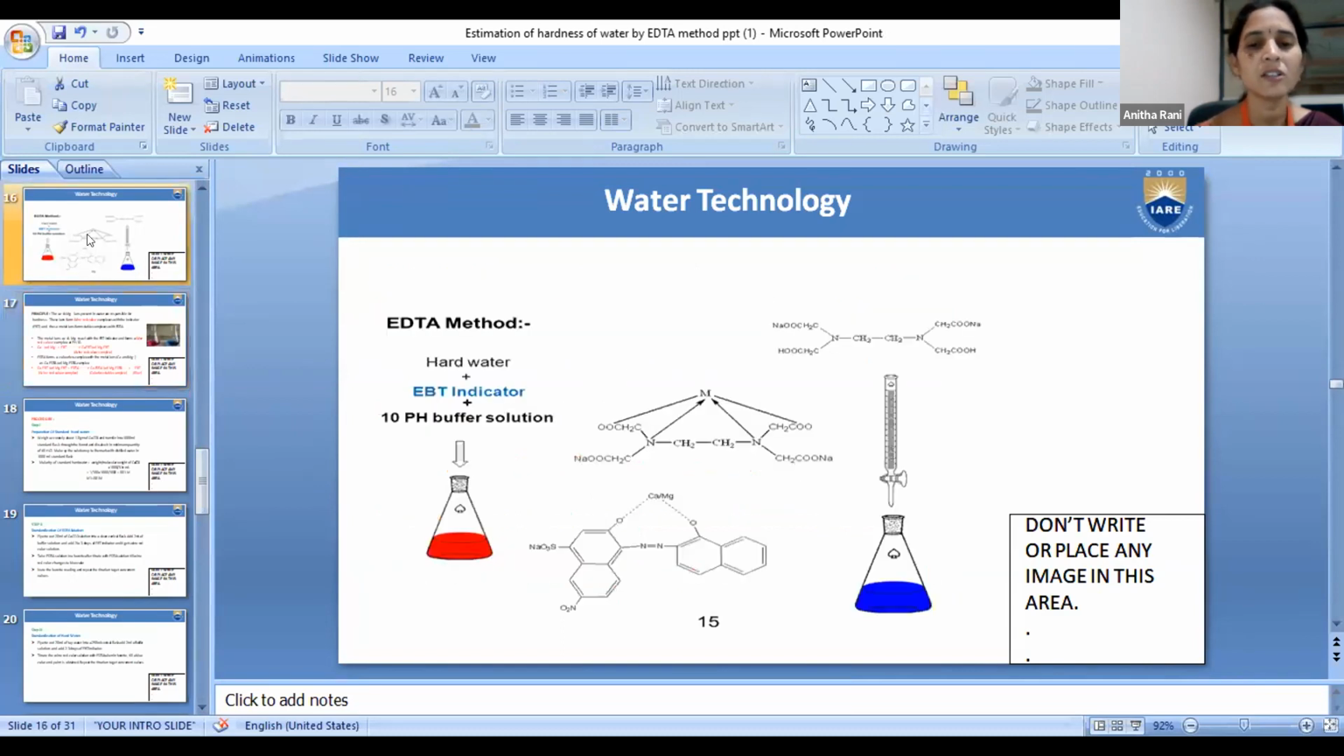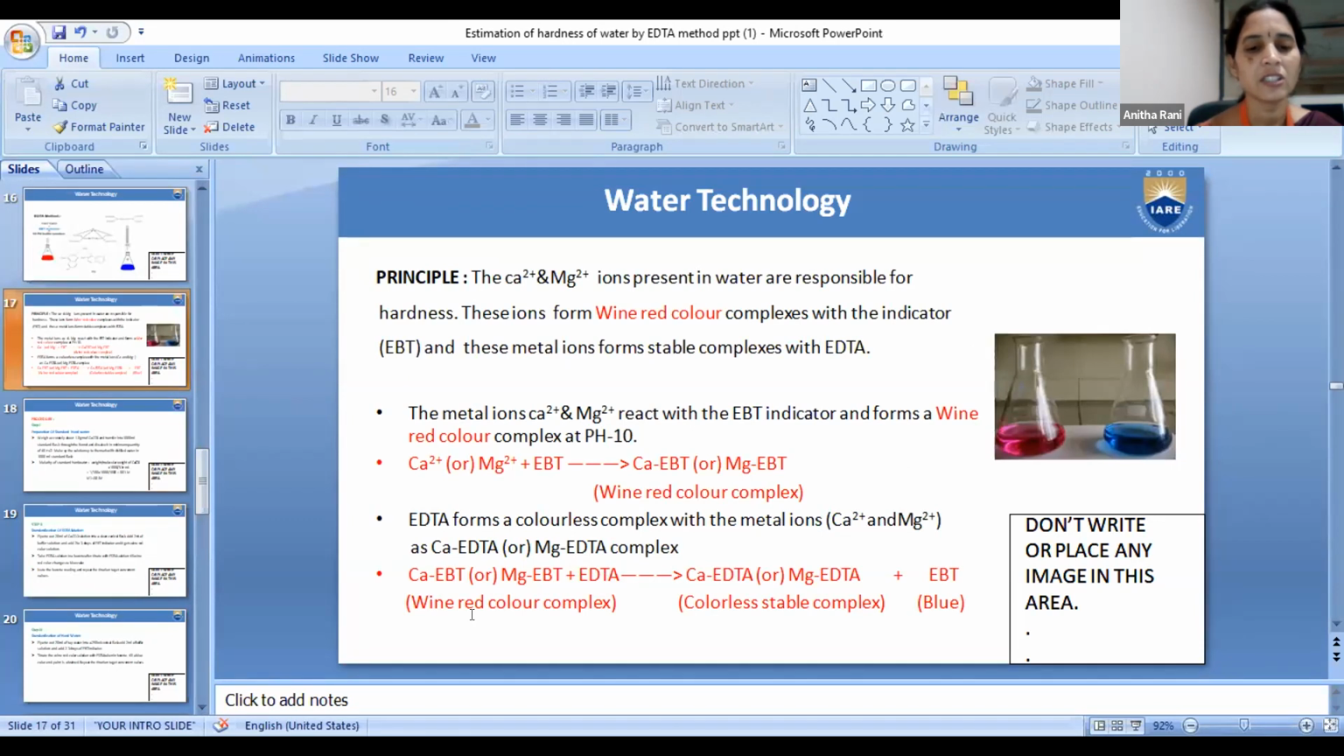Next we fill the burette with EDTA. This is a 50 ml burette, 0 to 50. You fill the EDTA solution in the burette and do the titration. We add EDTA drop by drop to the sample solution. When we add the EDTA, it reacts with either calcium EBT or magnesium EBT and forms a colorless stable complex, the calcium EDTA complex or magnesium EDTA complex, releasing free EBT indicator.